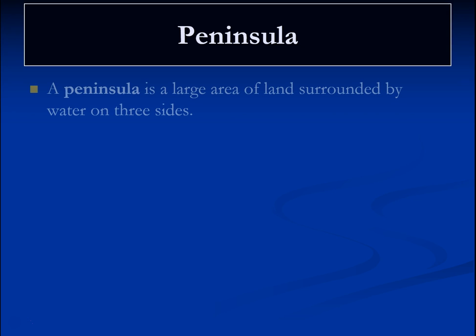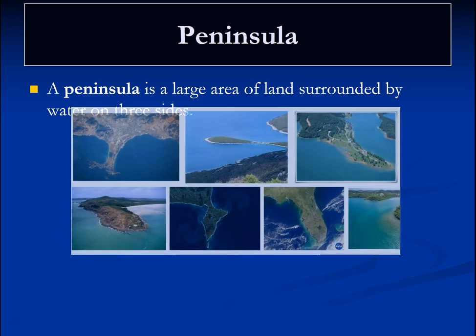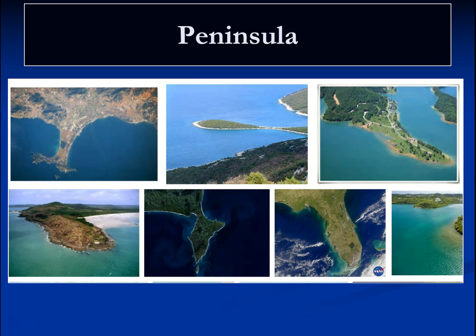Peninsula. A peninsula is a large area of land surrounded by water on 3 sides. Here are some photographs of some peninsulas. Maybe you recognize one of them. Maybe this one? If you recognize this as Florida, then you know that Florida is a peninsula. This is a photo taken from space by NASA.